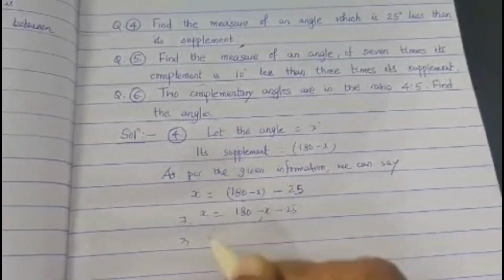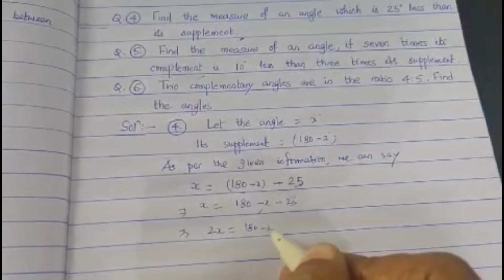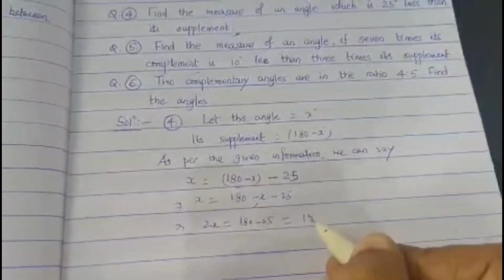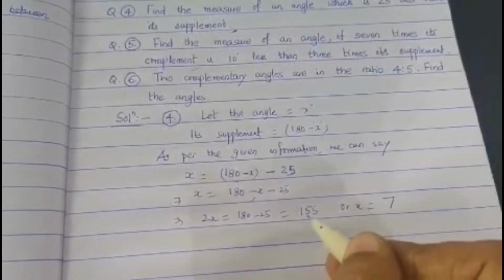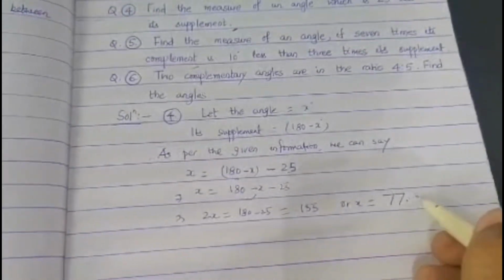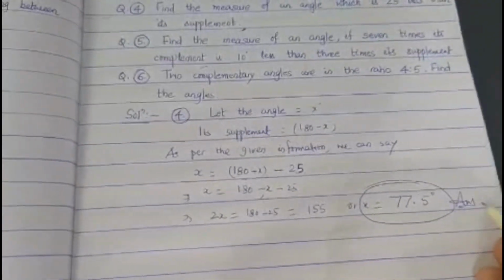This implies x will come to this side, 2x equal to 180 minus 25. 180 minus 25 is equal to 155. Or x equal to 155 by 2, which is 77.5 degree. So this is our answer.